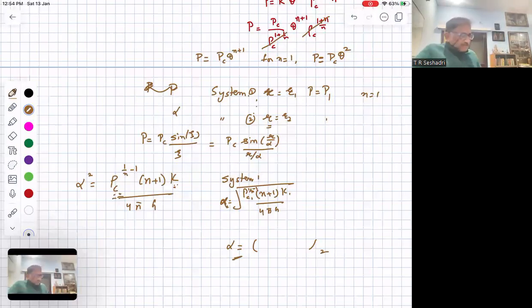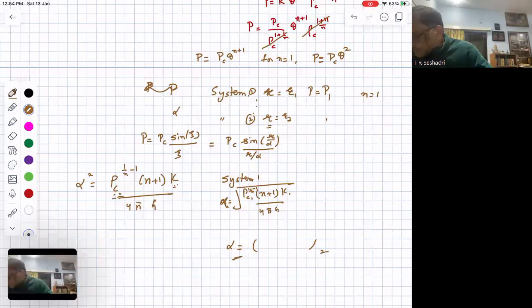Okay, I will stop it here. Next time I will go over some more gaps in this Lane-Emden equation, and I will actually calculate how to calculate the mass of the system, radius of the system, everything.